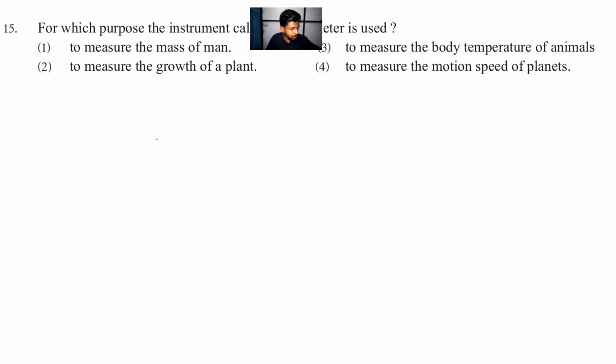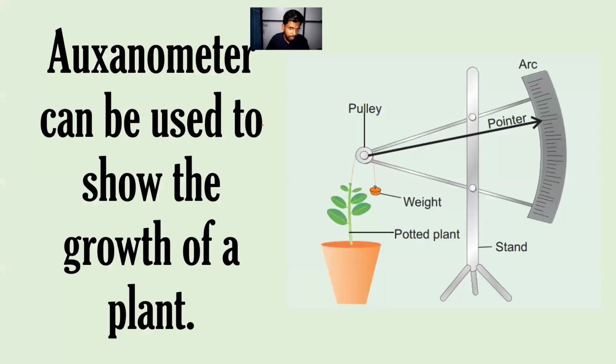Can anyone tell me the answer? What is the answer for this question? Why were we using the axonometer? To measure the growth of a plant. Very good, to measure the growth of the plant. Here, this is the picture of the axonometer. Under unit number 8, the growth and development, characteristics of organisms, you may have learned regarding the axonometer. The axonometer is used to measure the growth of the plant.